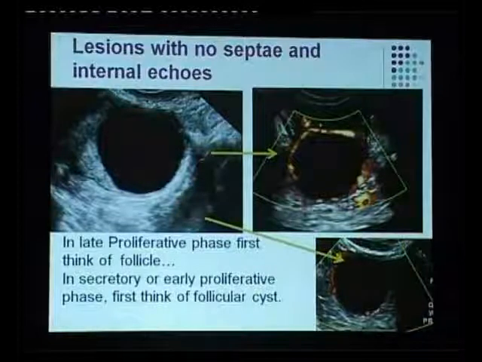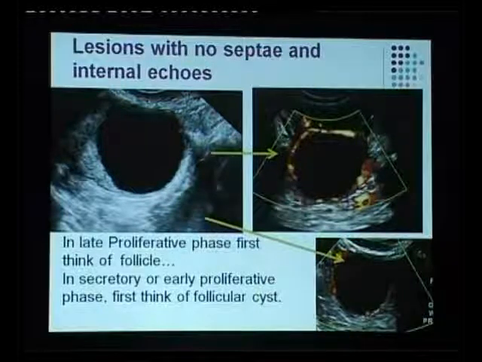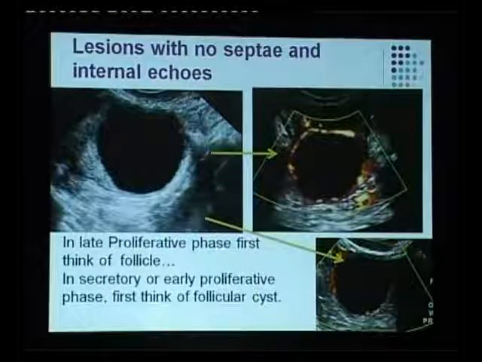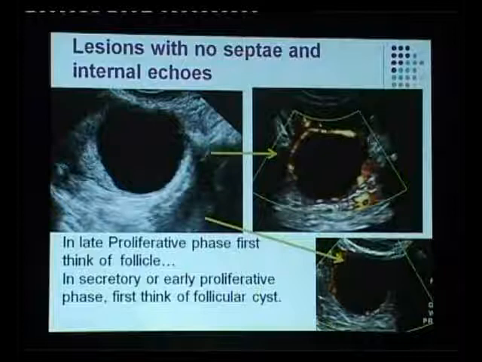Remember, the first rule is that any lesion you see in the adnexa, you must first try to correlate it with the physiology. If you are seeing a lesion like this in the proliferative phase, I would first think of a follicle, and if you put on a Doppler and it shows a nice peripheral flow, it means it is a follicle, it cannot be anything else.